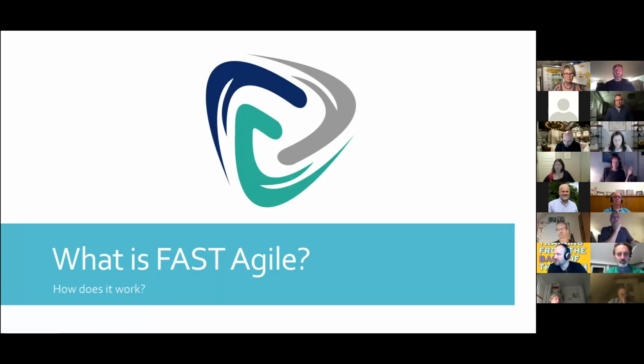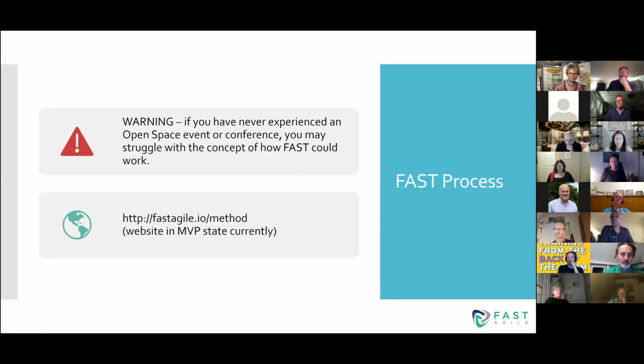So hopefully you got into the right mindset now, which will help with understanding what FAST Agile is and really what it's trying to do. So how does it work? I mentioned already that if you haven't experienced OpenSpace, it may not make sense to you, so get to an OpenSpace event and experience this complex adaptive system.